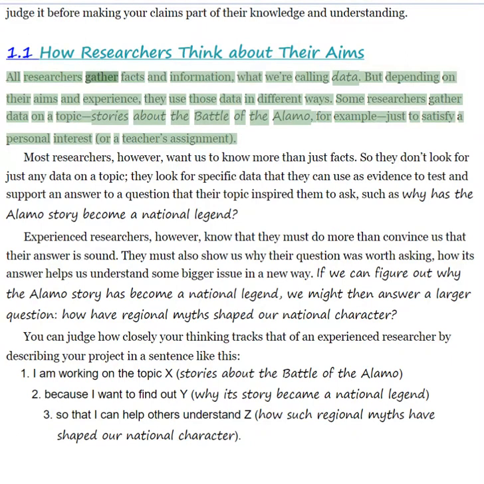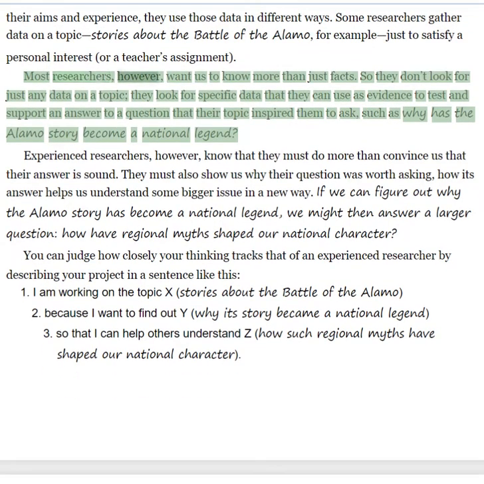1.1 How researchers think about their aims. All researchers gather facts and information, what we're calling data. But depending on their aims and experience, they use those data in different ways. Some researchers gather data on a topic, stories about the Battle of the Alamo, for example, just to satisfy a personal interest. Most researchers, however, want us to know more than just facts.